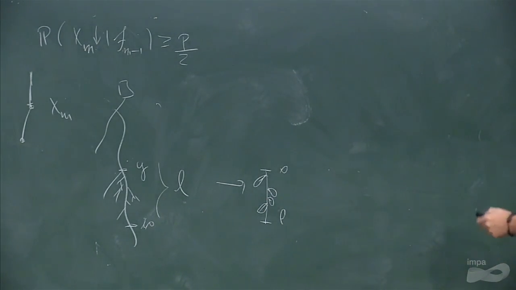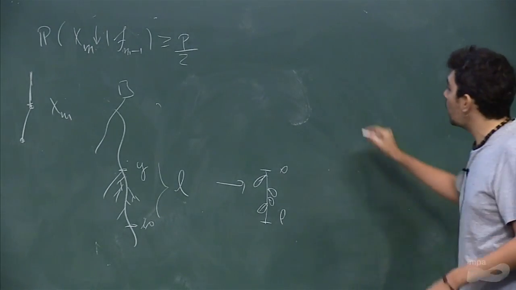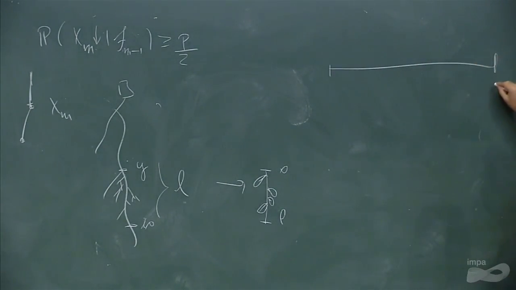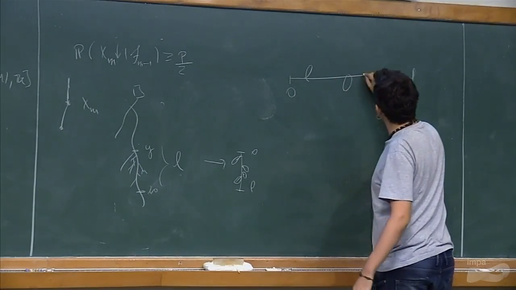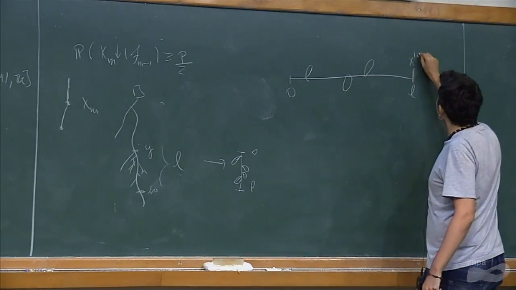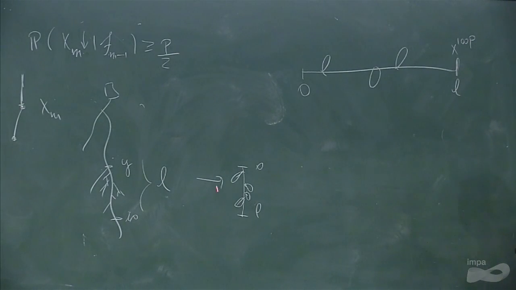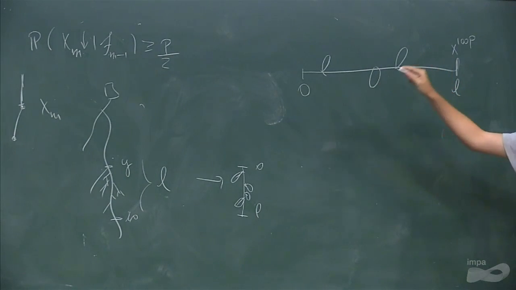So we compare the walker with a process which we call the loop process. It is a simplification of our process. This is the X loop walker. At each step, the X loop walker adds a loop on this line here.